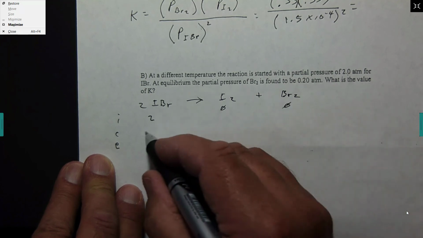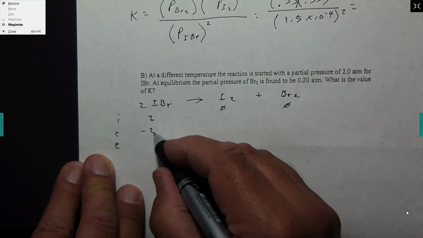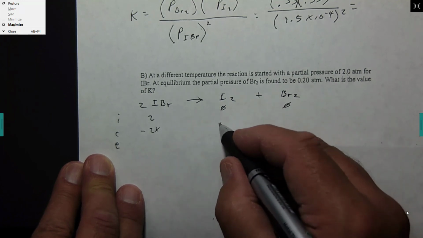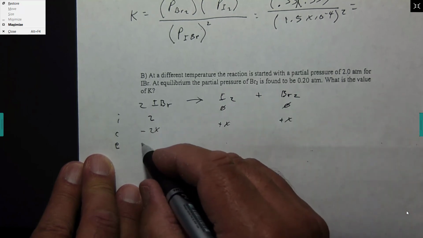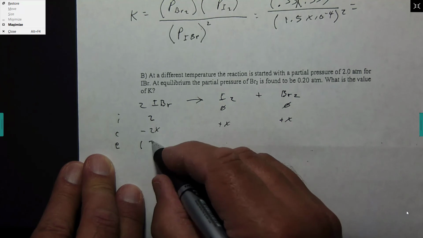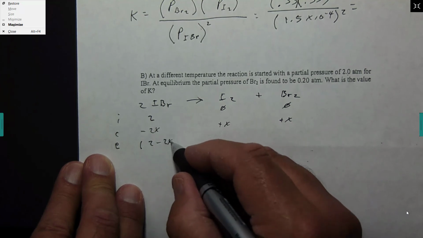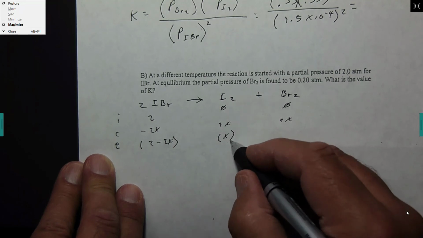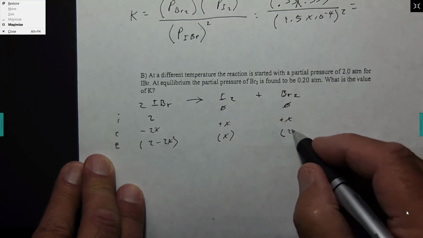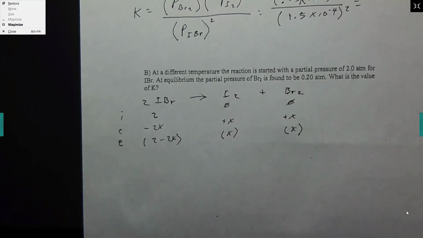He's at 0. It's going to go down by 2x. This is going to go up by x. Up by x. This is going to be a lot simpler than you think, guys. 2 minus 2x. This guy is going to end up being x. This guy is going to end up being x. That's your ice table, but we don't have to solve for x.